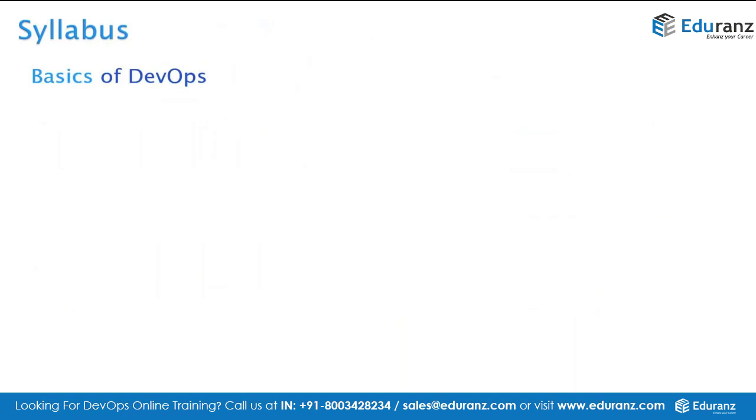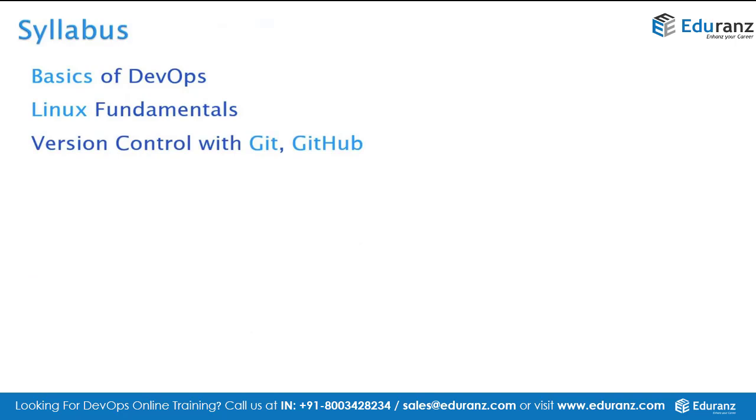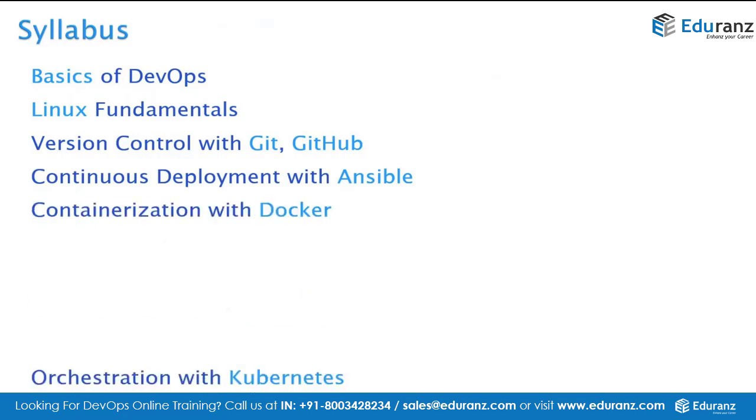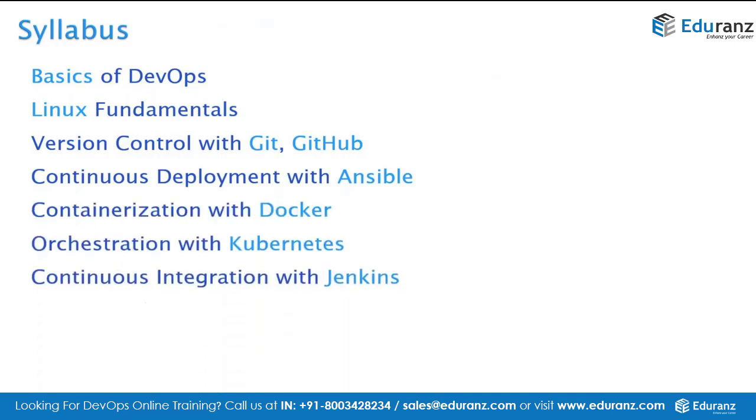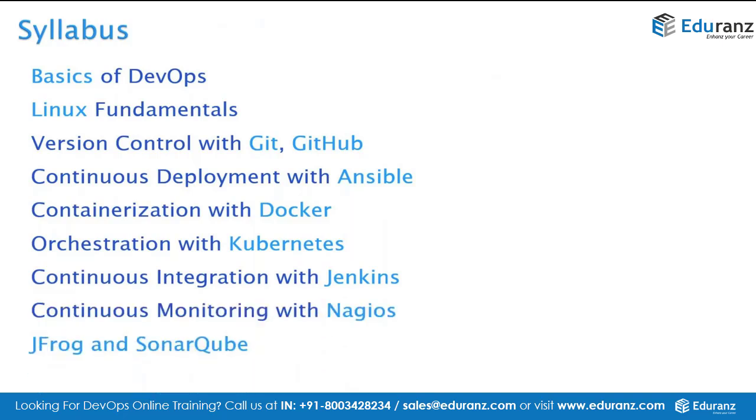So what do we cover? We cover the basics of DevOps, which is going to be today, and Linux fundamentals. We'll go through some basic commands, because I expect everyone to know that as a prerequisite, but we still go through a couple of commands so that you have the knowledge. Then version control with Git and GitHub, then continuous deployment with Ansible, containerization with Docker, orchestration with Kubernetes, continuous integration with Jenkins, monitoring with Nagios, and there are two more small tools we'll cover, JFrog and SonarQube. So this is the toolchain we'll cover as part of this training.